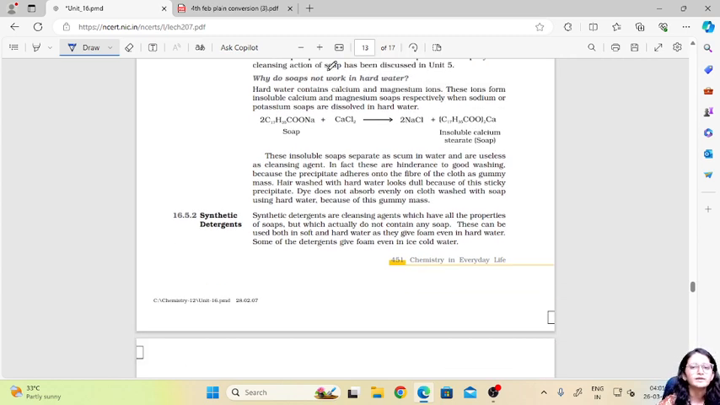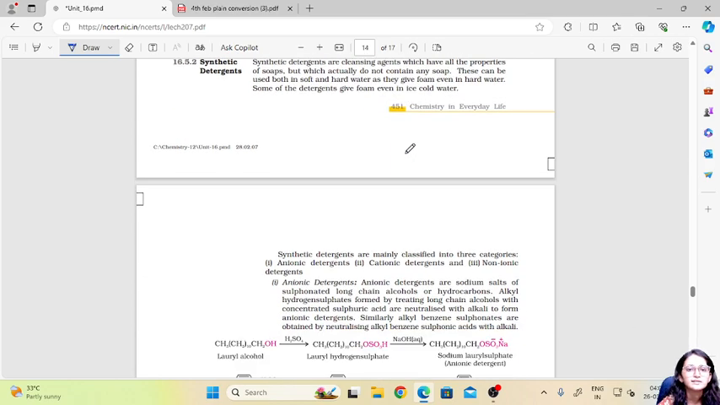Then this is very important: why soaps do not work in hard water. Hard water contains calcium and magnesium ions. When soap is used in hard water, these ions form insoluble calcium and magnesium soaps when sodium or potassium soaps are dissolved in hard water. These separate out in the water and are useless as cleansing agents. They are a hindrance to good washing, so in hard water we cannot make good use of soap. Also, hair washed with hard water looks dull because of this sticky precipitate.